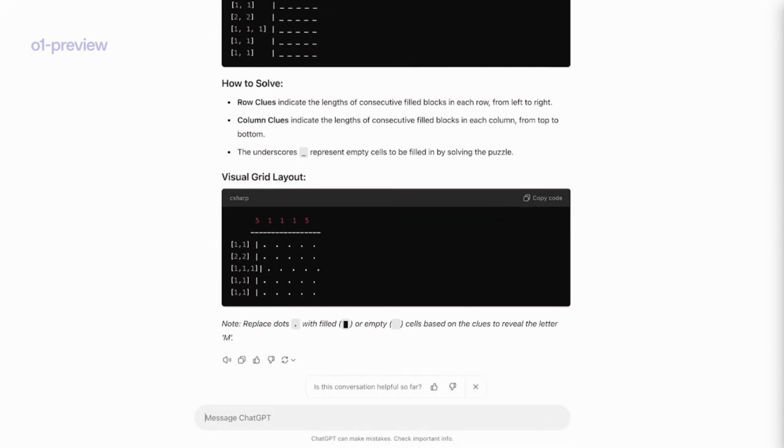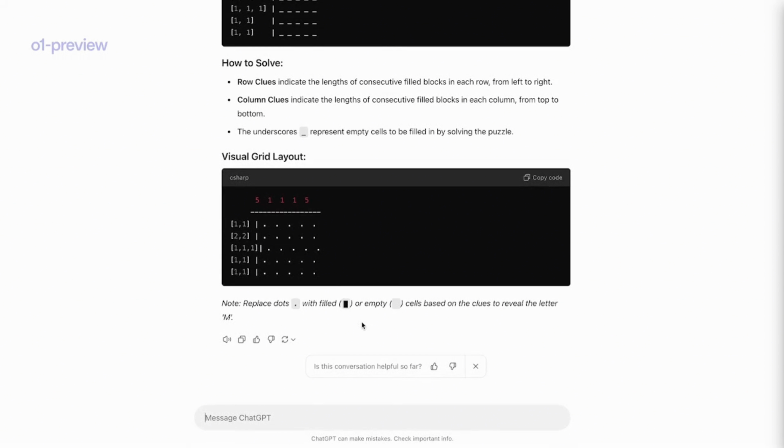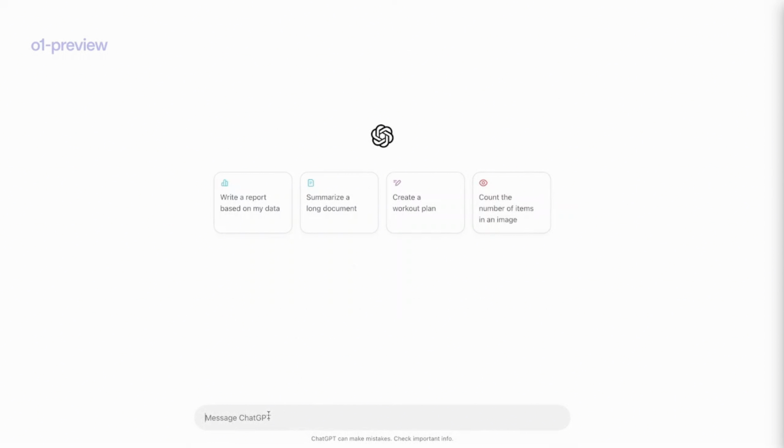All right, we see it just gave us a little puzzle. We'll go ahead and copy this, open up another window of O1, ask it to solve the following puzzle, and let's say visualize the answer in some pretty way. Why not?